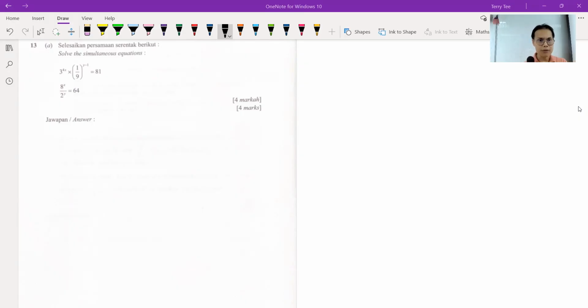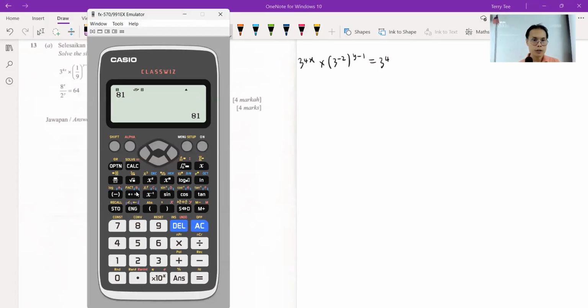So I think we can change everything to base 3, right? Let me write over here 3 to the power 4x. 1/9 is actually 3 to the power negative 2. 1 over 9 is 3 squared; when you bring it up, it becomes minus 2. There's a y minus 1. The result is 81. 81 is 3 to the power 4. If you're unsure, you can always use this calculator. Like 81, you just press equals, shift, factorize. You can see it's 3 to the power 4.